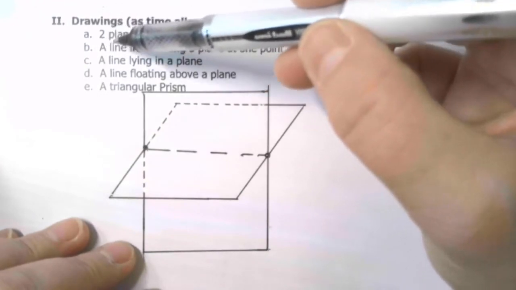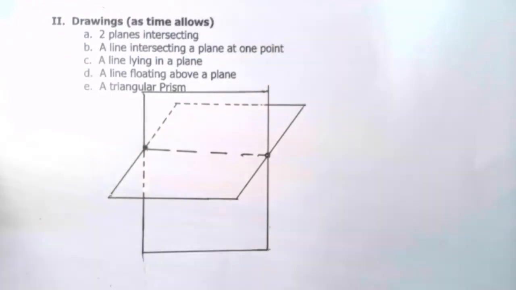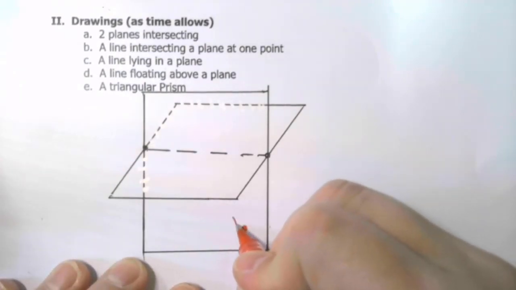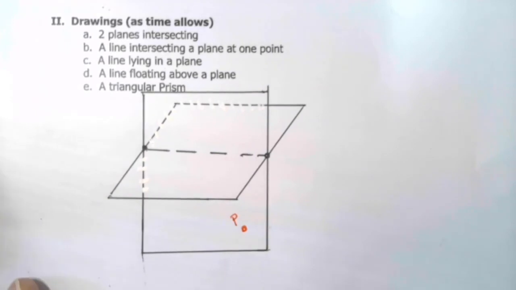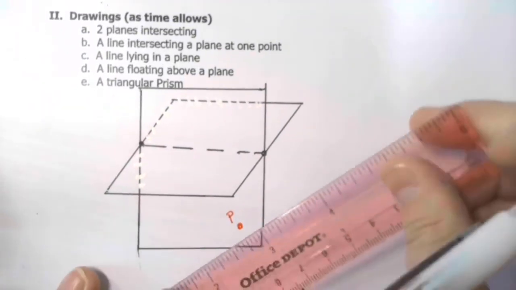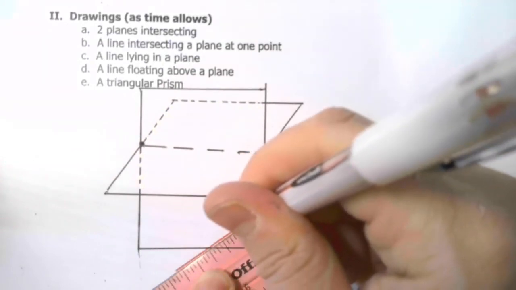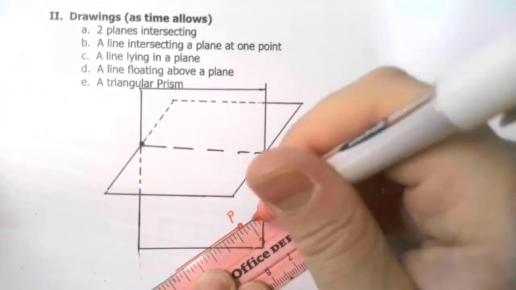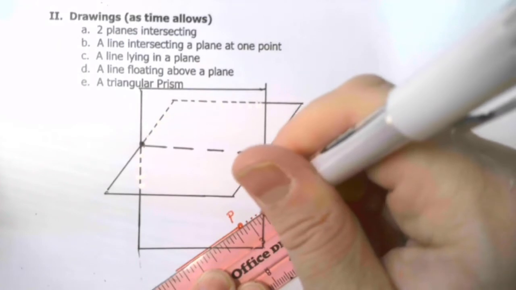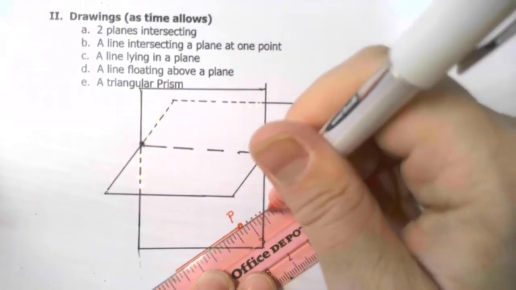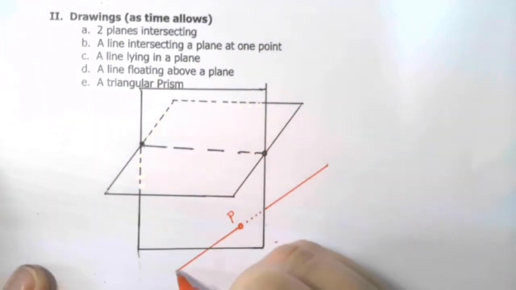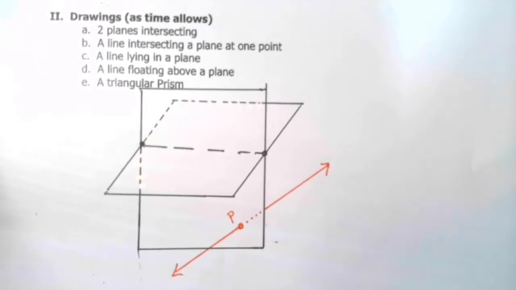And B, we're going to draw a line intersecting a plane at one point. Now this is something we already practiced. So we're going to call this point P, and we're going to punch a line from the front through it. So line up your ruler. The line is solid until it hits the plane. Then it's dashed or dotted behind the plane, and then it's solid where it sticks out again. That's how you know it's punching from front to back.